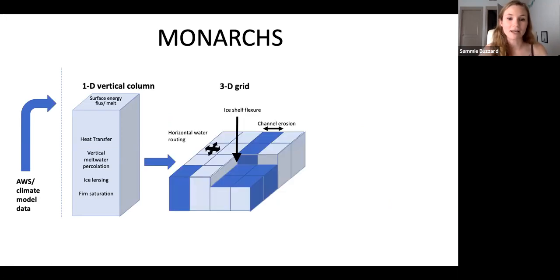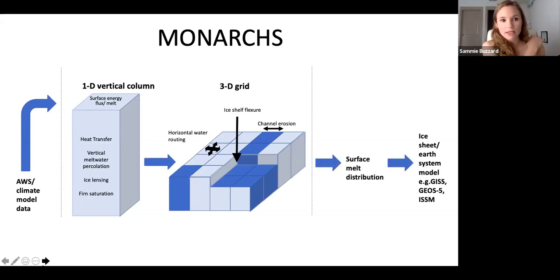But what makes it particularly exciting is that it now allows us to take water across a 3D grid. So we put lots of those 1D columns into a grid and allow them to interact and move water laterally too, which allows us to simulate processes such as the formation of rivers like the one in the video I just showed you, but also to think about things like ice shelf flexure in response to lakes forming on the ice shelf.